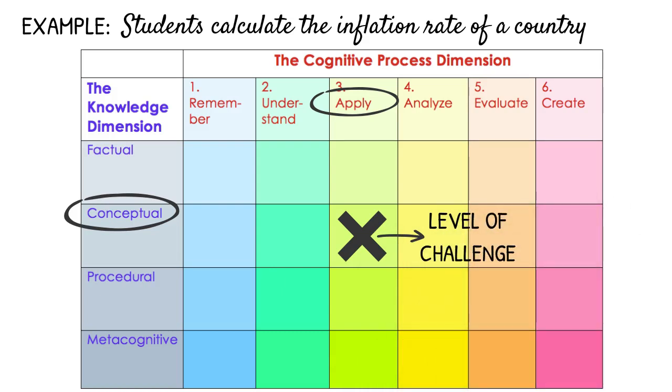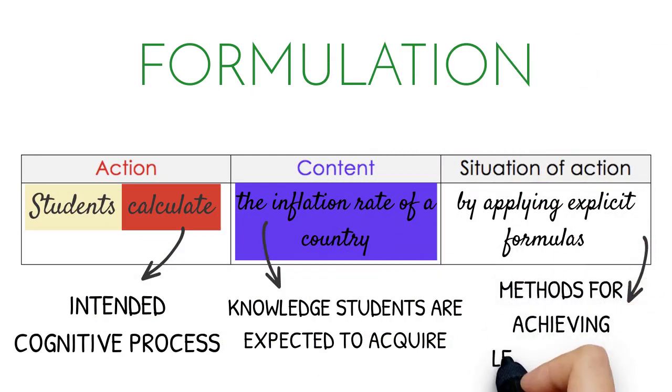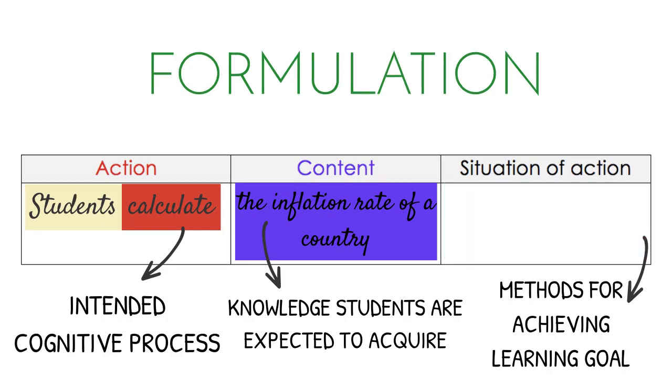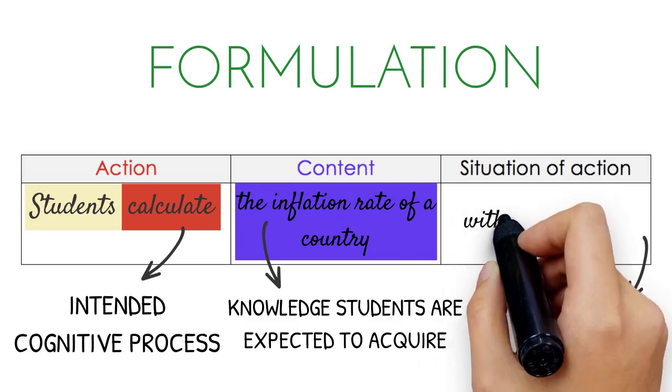The third component, the situation of action, shows the method students ought to use for achieving the learning goal. In the example, they have to apply formulas in specific cases. Other examples would be that students have to consult appropriate tables of values or complete the task within 15 minutes.